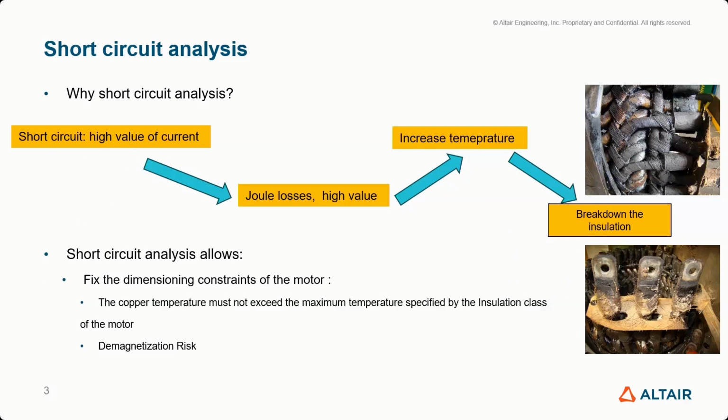Now, the short circuit analysis can allow us, the first one, to fix the dimensioning constraints of the motor, particularly the copper temperature and the insulation classes of the motor, because there is some temperature limitation that we must not exceed, else we will damage the motor. The second point is the demagnetization risk, particularly for the PM, the permanent magnet motor.